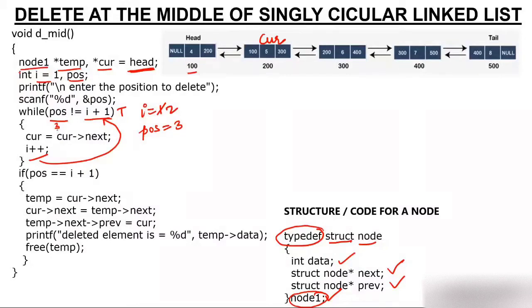Is position, which is fixed at 3, not equal to i plus 1? What is i now? 2. What is 2 plus 1? 3. Is 3 not equal to 3? The condition becomes false, because 3 is equal to 3. The condition becomes false, so I'll come out of the loop.